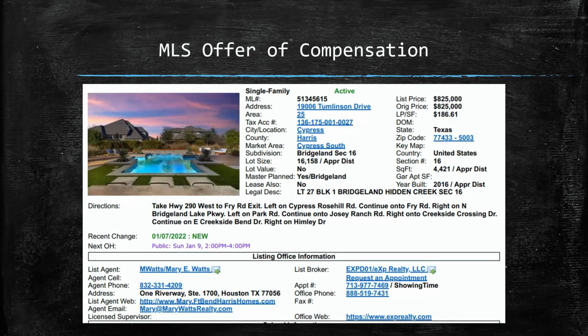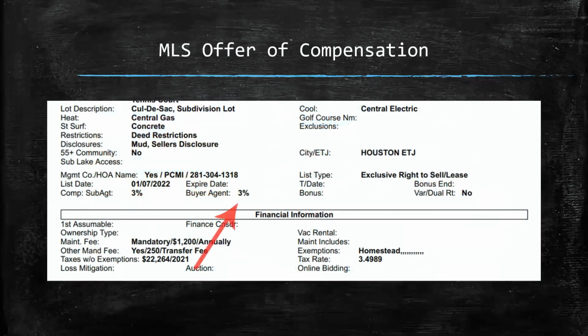If you look at an MLS report and you pull up the agent version of the report that has all of the commission and compensation information, this is one out of HAR. Yours may look a little different. If you scroll down to the bottom of the page and you find where on that document there is an offer of compensation, that is the MLS offer of compensation. Just that simple, just that brief, that is it right there.